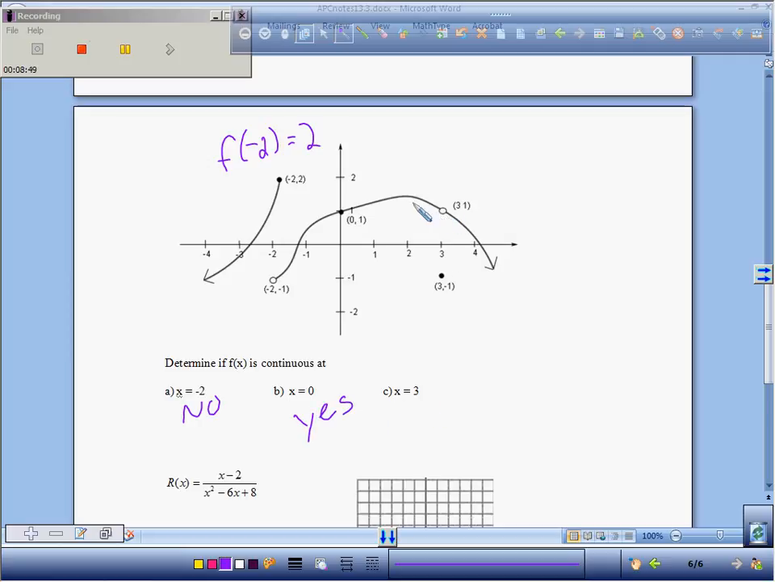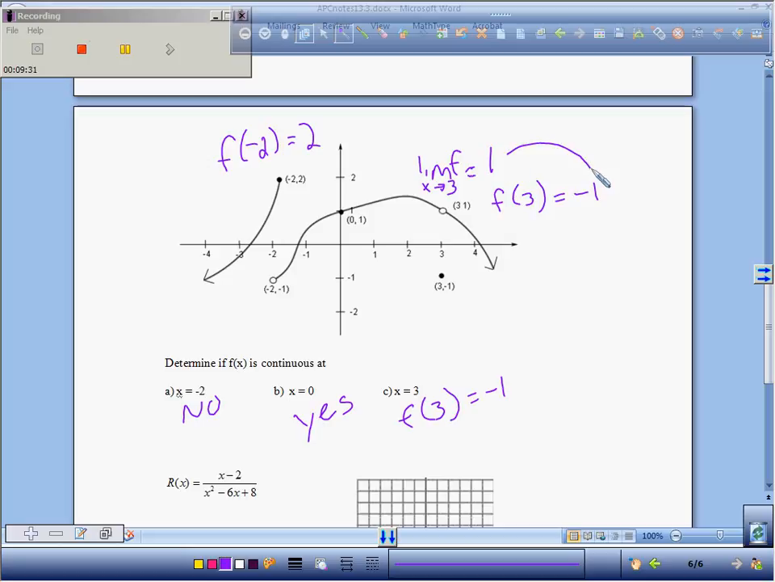At x equals 3, are the left-hand and right-hand limits the same? Yes. Does it have a value at 3? What's f of 3? -1. But is the limit it's approaching the same as the value of the function? No, because the limit as x goes to 3 is equal to what? 1. Okay, the limit of f as x goes to 3 is equal to 1. But f of 3 is equal to -1.